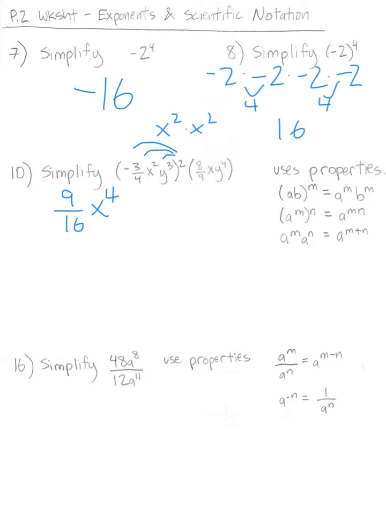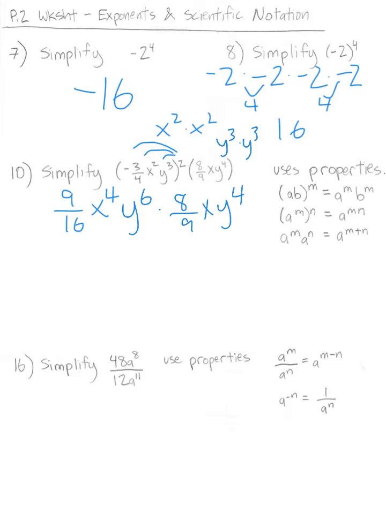Then if I have y to the 3rd times y squared, that's essentially y to the 3rd times y to the 3rd, and I have 6 y's. And then I'm just going to rewrite 8/9 x y to the 4th.